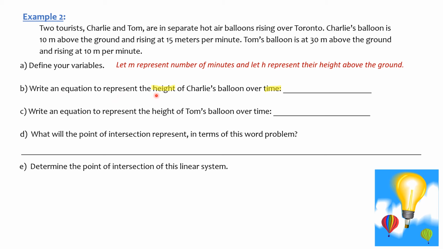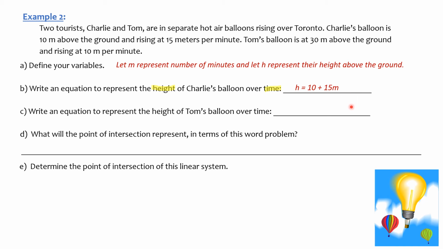Write an equation to represent the height of Charlie's balloon over time. Now would be a good time to press pause and see if you can get this on your own, but I will show you. So his height over time, here's Charlie. Charlie's balloon is 10 meters above the ground and rising at 15 meters per minute. This is the part that gets the variable attached to it. So this is going to be the 15x, or the 15m in this case for minutes. So 15 meters per minute, the m is minute, not meters. And then this number is the flat number. It's 10 meters above the ground, and this is how fast it's rising. So the equation for Charlie's balloon is 10 plus 15m.